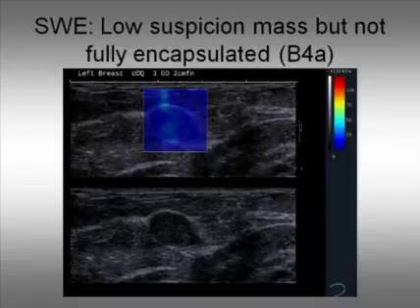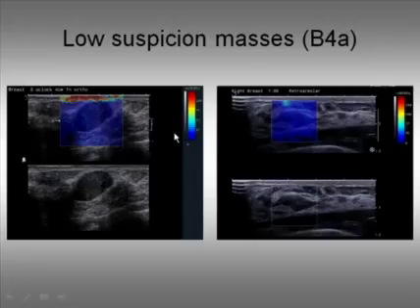So here's how we might use this. Here is a low suspicion mass, but it's not fully encapsulated, so we would call this BI-RADS 4A, and we would biopsy this. But the shear wave color map is uniformly blue. This is a benign color map. And again, a couple more examples of masses that do not qualify for BI-RADS 3 assessment. They still would go to biopsy, but they're quite low suspicion. With a uniformly blue color map, these could probably safely be followed.